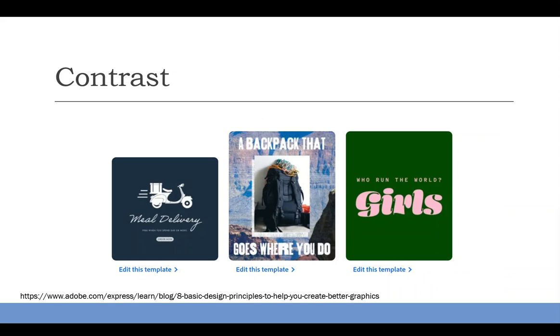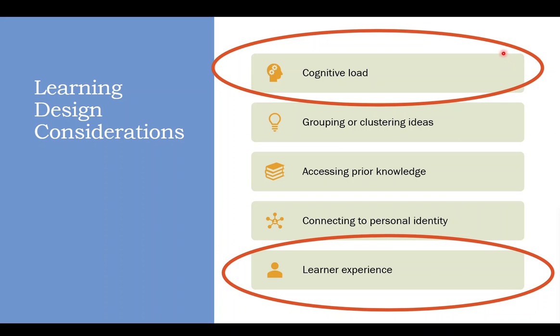The next one is contrast. So contrast is mostly about making things really clear. So dark background, light text. You can see the colors and the contrast that make the text pop out in this. And that goes to cognitive load again, because we don't want things to be hard to read, because that adds extra extraneous cognitive load. And it makes it a better experience.